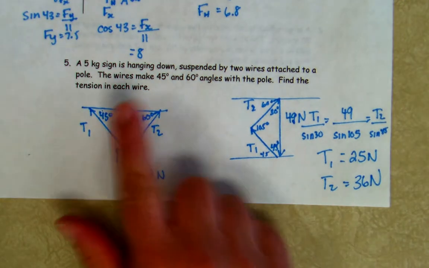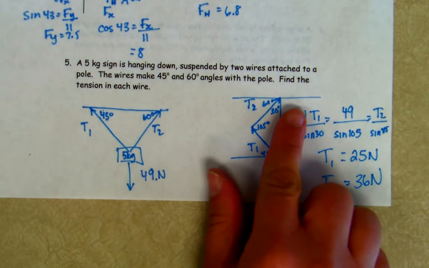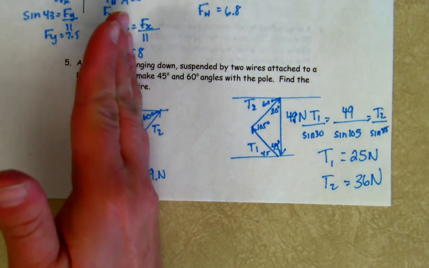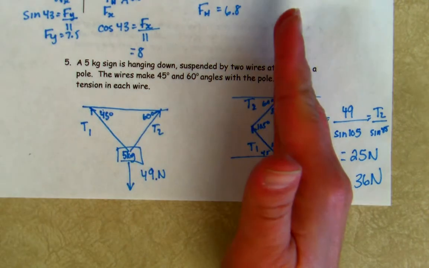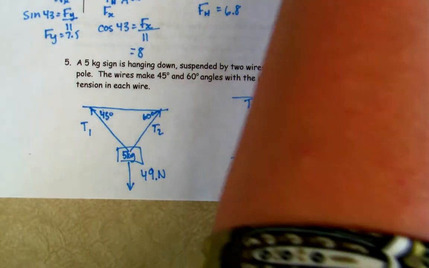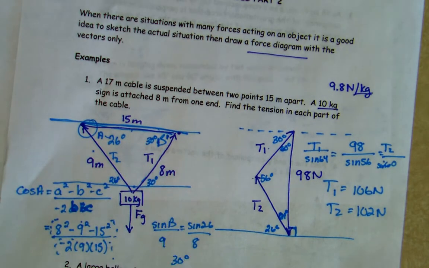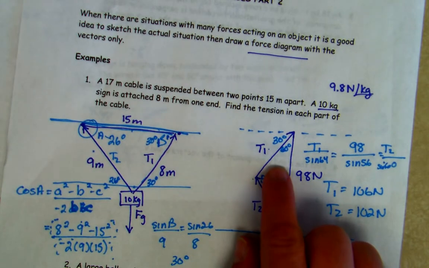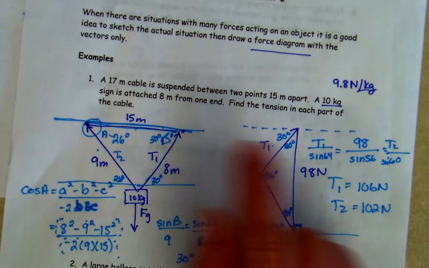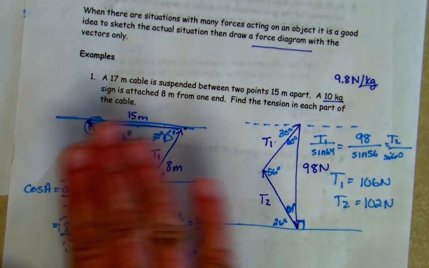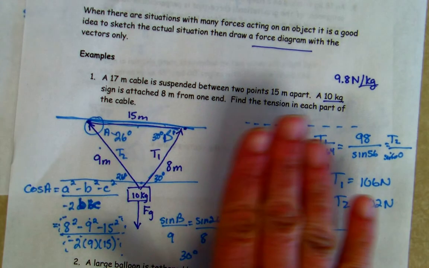So the key is to make your triangle transfer over. You can move angles and forces from the situation to the force diagram, but you can never carry lengths. In this first example, I couldn't take the 50 and the 9 or 8 and move them over to the force diagram. I had to work with them to find angles, which I could move. The only thing you can move from one diagram to the other are forces.